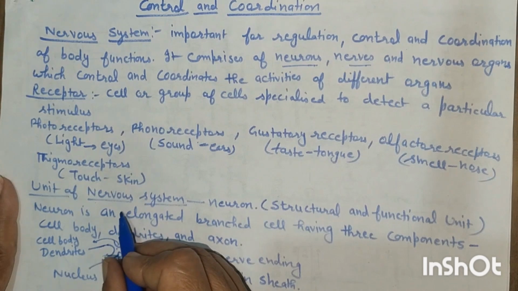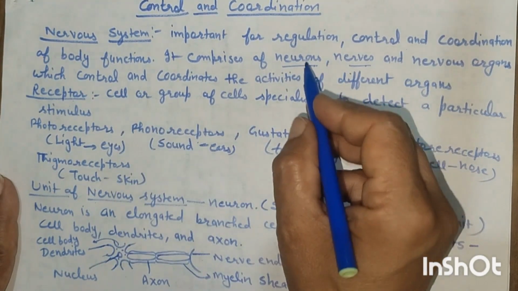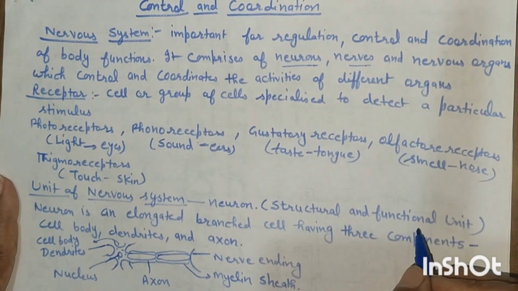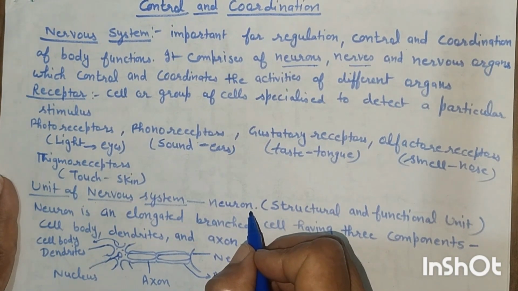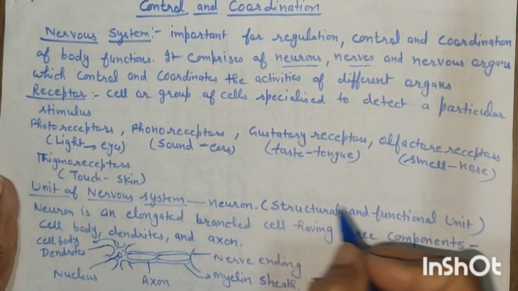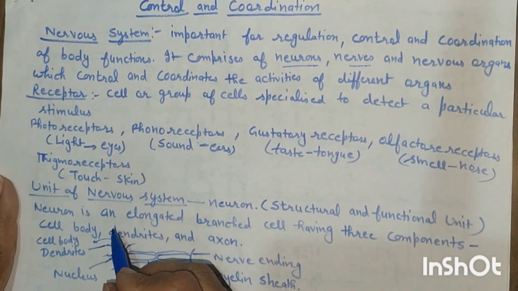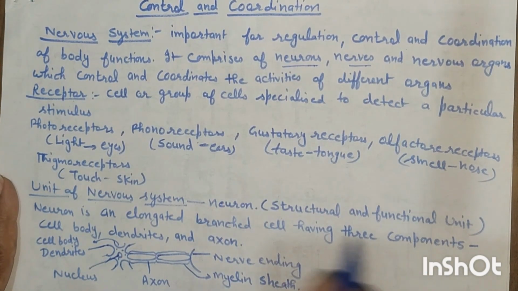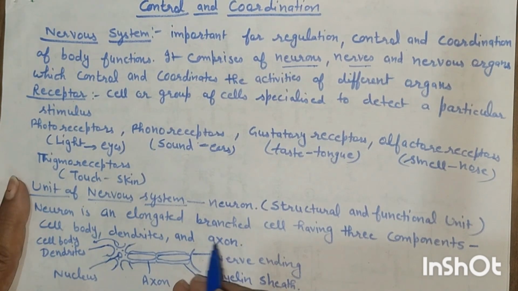Now, the unit of the nervous system is the neuron. Neuron is the structural and functional unit of the nervous system. It is also called the nerve cell. A neuron is an elongated branched cell having three components: cell body, dendrites and axon.